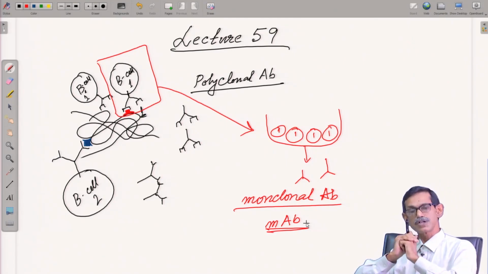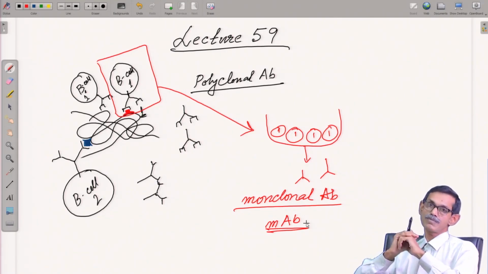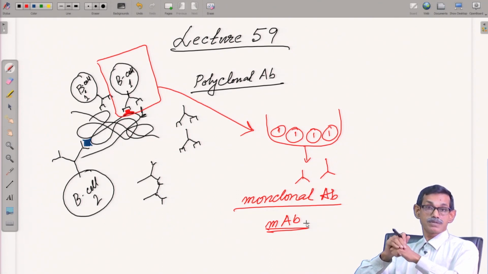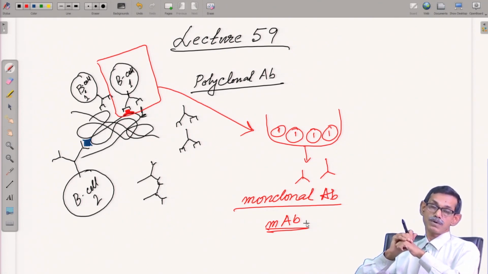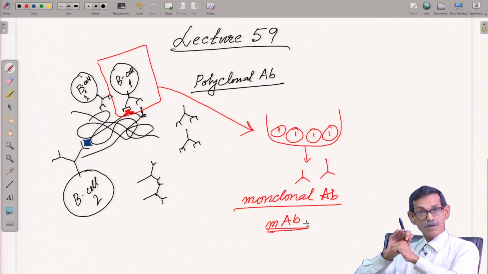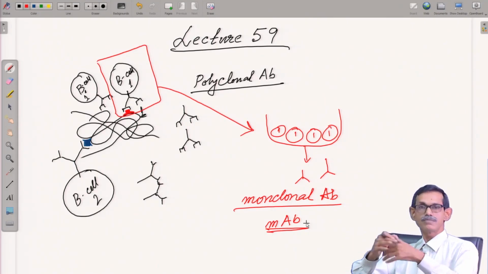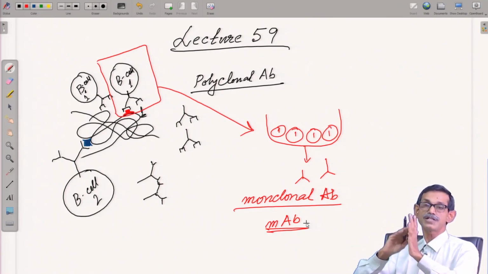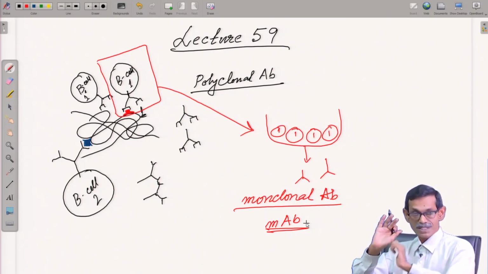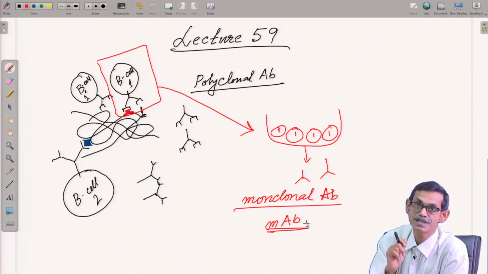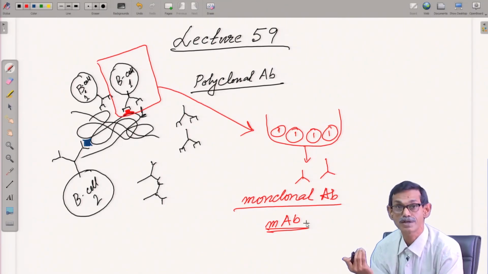The technique was first discovered long back, in 1975, by George Kohler and Cesar Milstein, who developed this technique, and they received the Nobel Prize for it in 1984. It is a very beautiful technique. Now many labs are producing monoclonal antibodies, but initially their idea was fantastic, what they did. So, now we will see what they actually did and how we can get the monoclonal antibody.